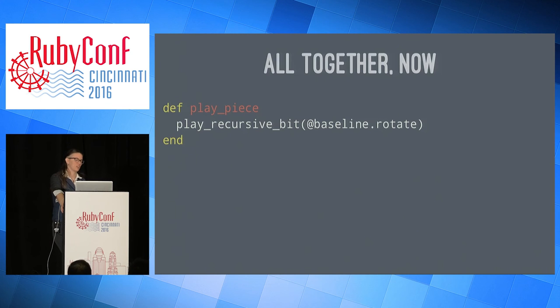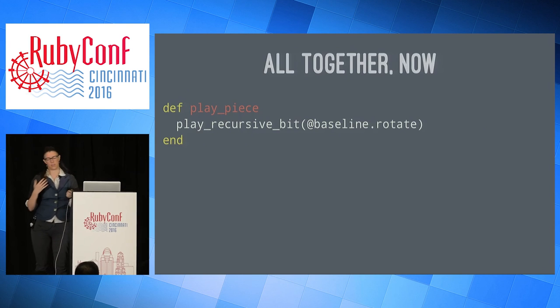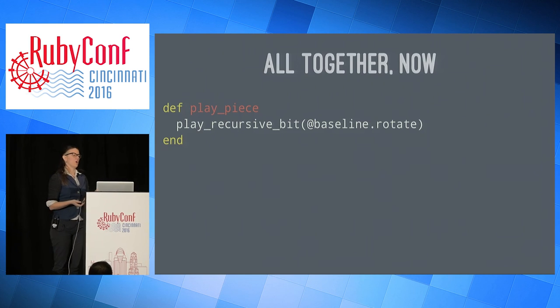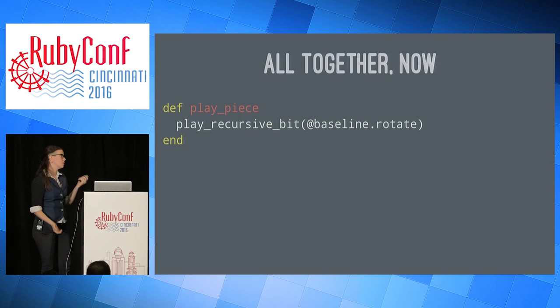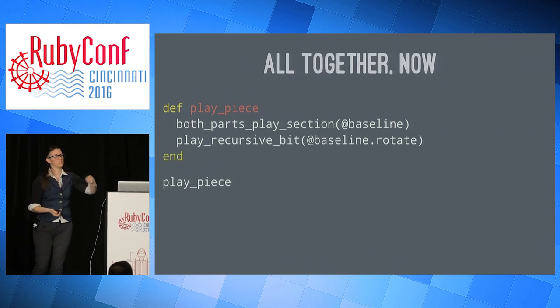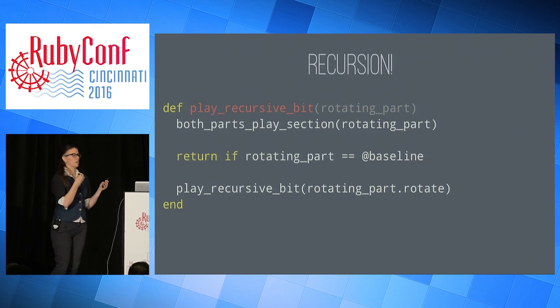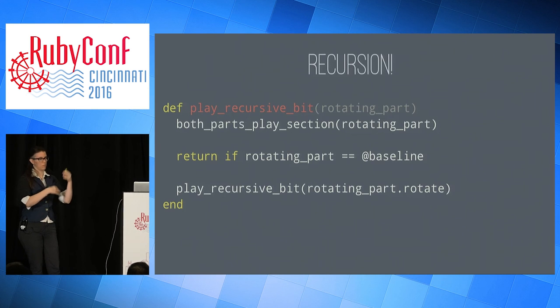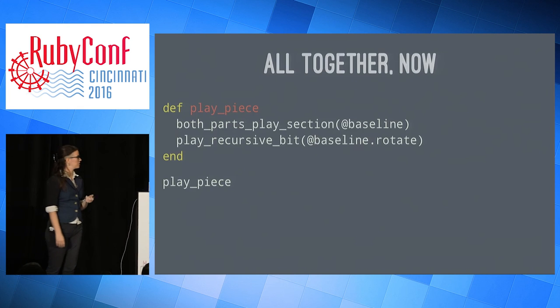Right, exactly. The problem with doing it this way is that, as the gentleman in back said, the first section you want it to play is going to be the same. It won't immediately exit because we're passing in the rotated baseline. It just won't actually play the whole piece, right? So we'll want to play the section the same way first and then go through the recursive bit until the kick. And you could arrange the actual recursive method a little bit differently so that the kick is at the top and it just doesn't play again when they're the same, but then you would have to put both parts play section at bottom, and it doesn't really matter, it's the same thing.